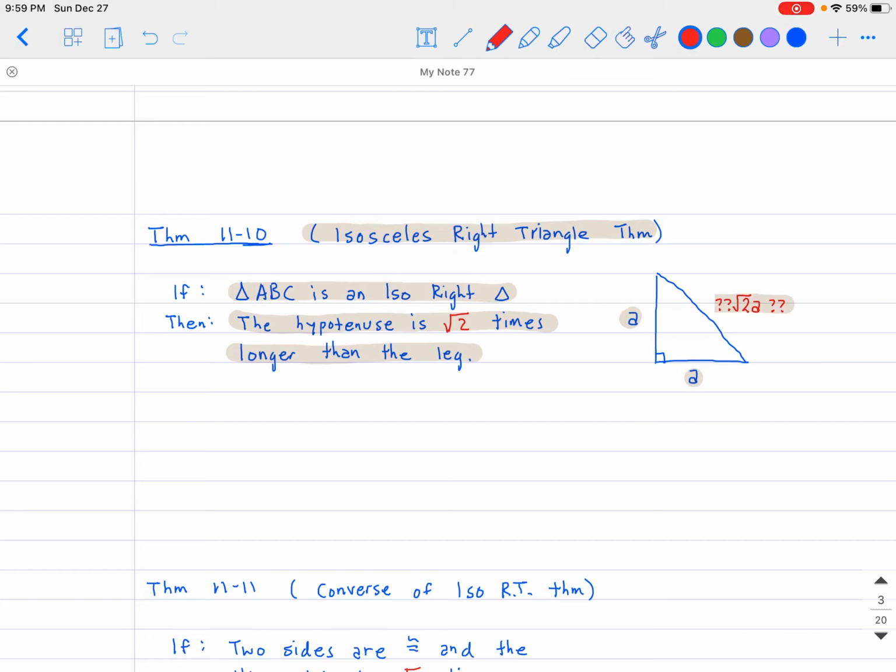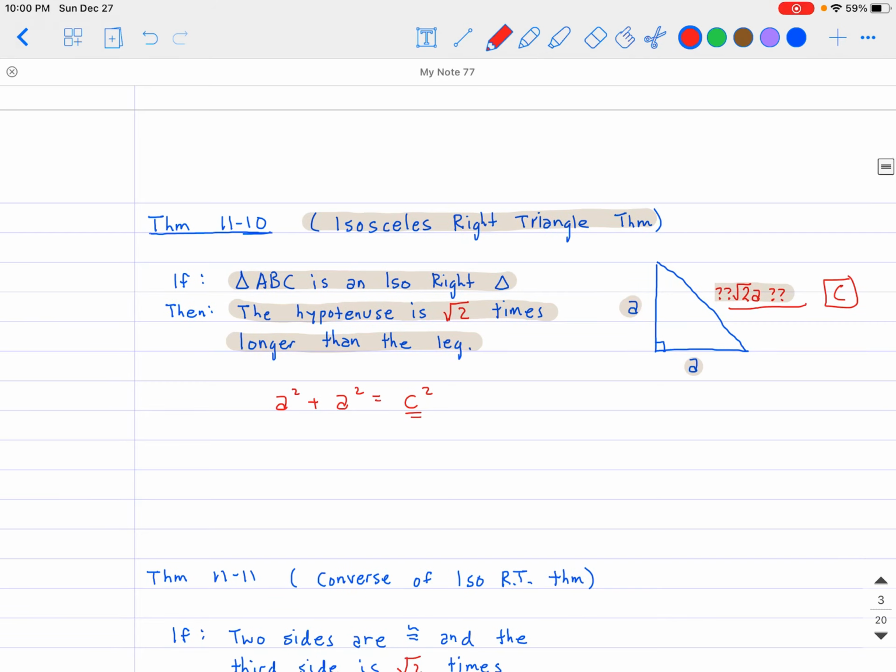Well, let's go ahead and do the proof quickly over here using the Pythagorean theorem. Let's say that the hypotenuse is going to be equal to C for right now, such that A squared plus A squared is equal to C squared. So I need to figure out what C is in terms of A. On the left-hand side, we have A squared plus A squared, because those are the sums of the squares of two sides, the two legs more specifically. So that's going to give us 2A squared is equal to C squared.